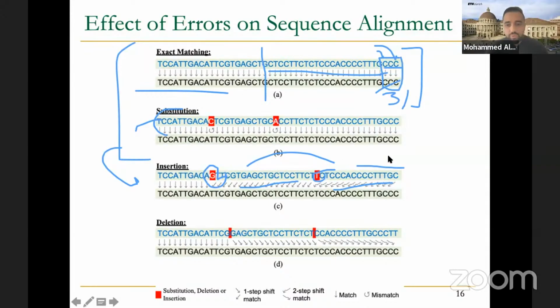Yeah, I lose the cursor when I use the drawing tool. So, for example, you can see the ACC is already shifted by 2 steps over here, right? That is because we have 2 insertions. The exact same thing for deletion, as you can observe over here.